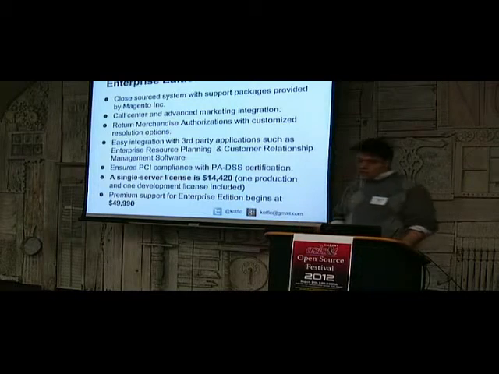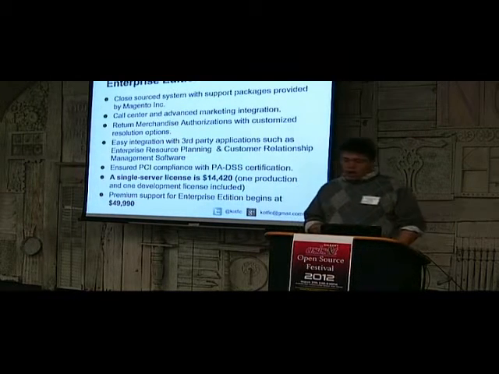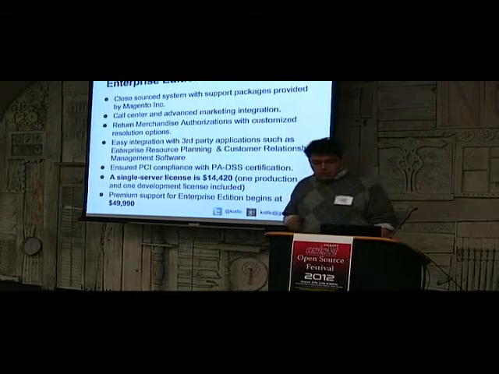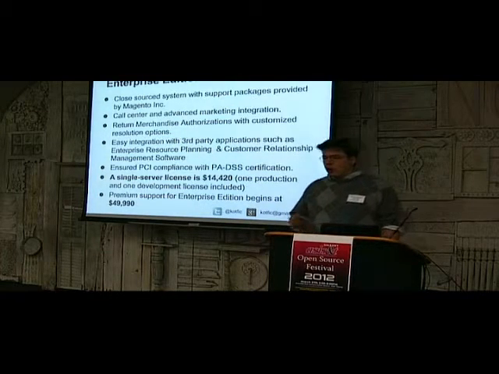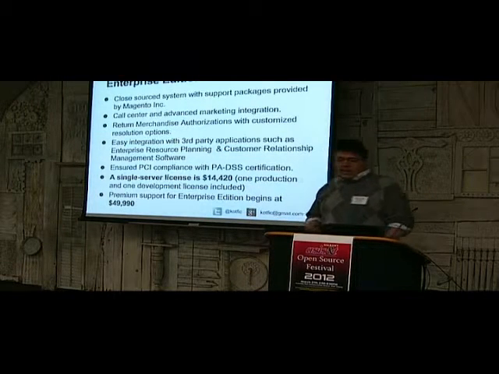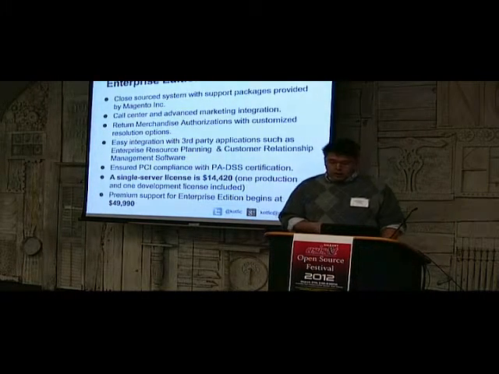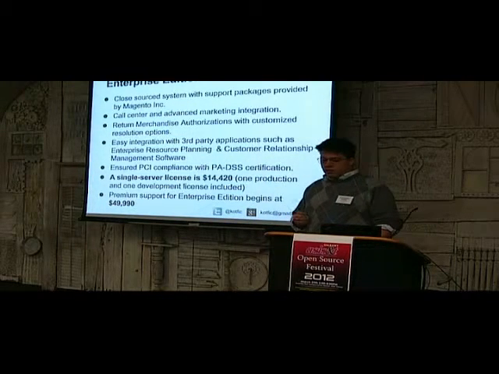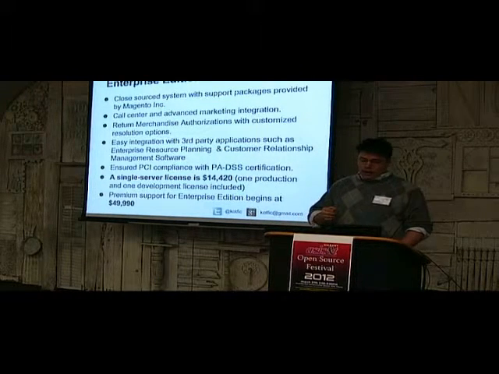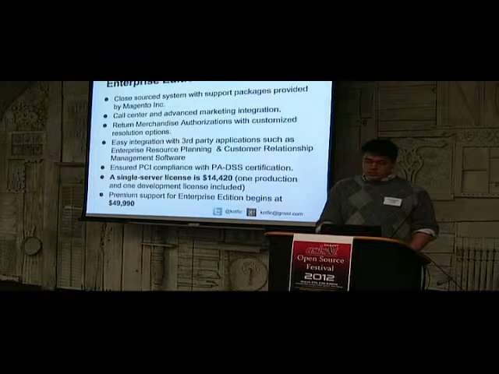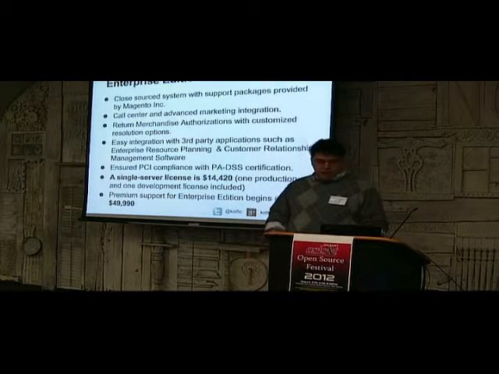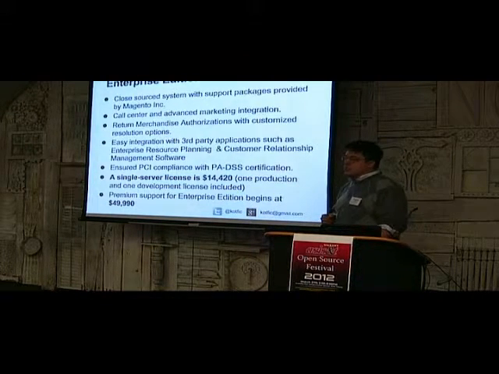So let's start with the Enterprise Edition, also known as how Variant makes its money. Enterprise Edition is closed source. It is an array of support packages provided by Magento. Some of the features that it includes that are not considered to be a part of the open core, or the closed stuff that you don't get access to, are call center and advanced marketing integration, RMAs, return merchandise authorizations with a bunch of customized resolution options. So if you want to return or exchange a product and get a refund, that can be handled through the system. Easy integration with third-party applications such as ERPs and CRMs and a couple other acronyms that may already be a part of a client's business process.